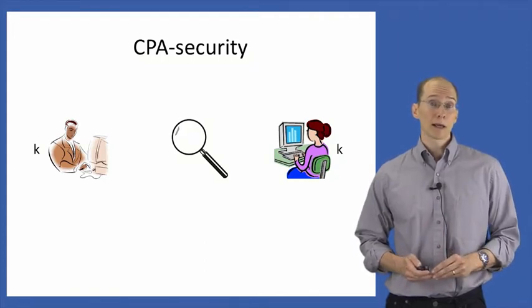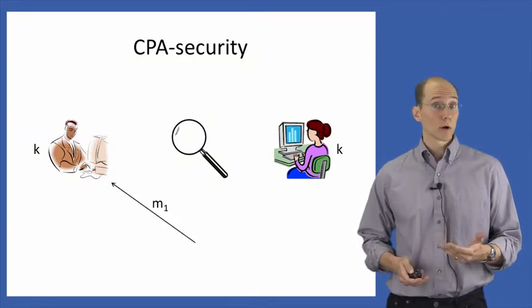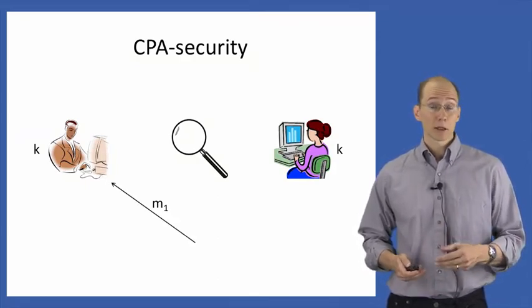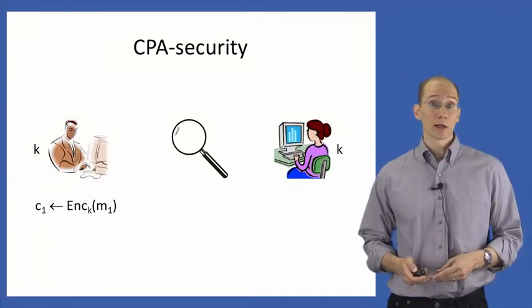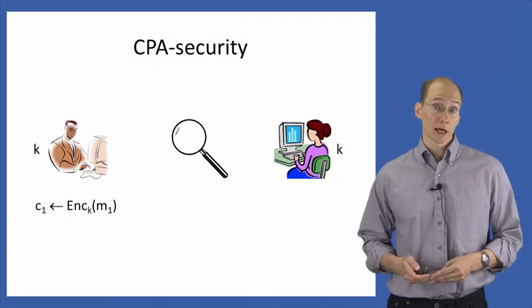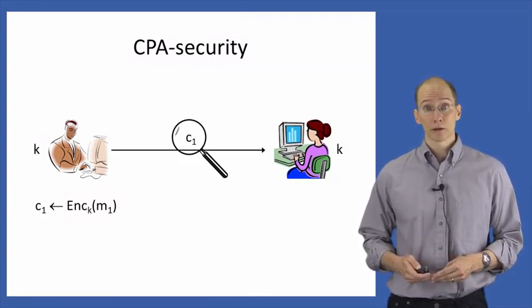Well, here we imagine again our two parties who have shared a key K in advance and an attacker listening in to all the communication between them. Now, however, we're going to allow the attacker to, as it were, specify a message, M1, and thereby request that one of those parties encrypt that message using their shared key to generate a ciphertext C1 that's then sent across the channel and obtained by the attacker.